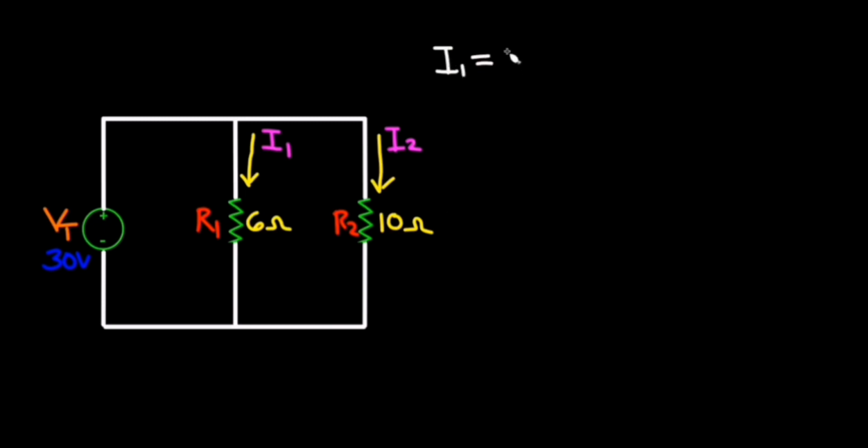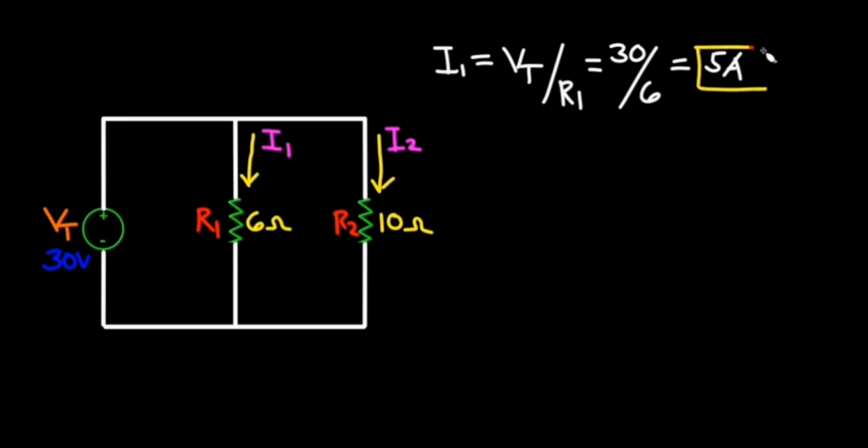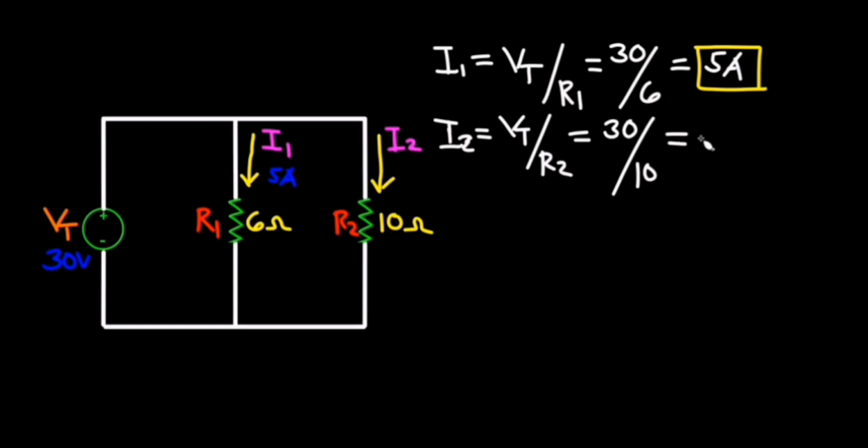I1 will be equal to Vt over R1. So as we use the values, it is equal to 30 divided by 6, which is equal to 5 amperes. I2 is equal to Vt over R2. It is equal to 30 over 10. This will result in 3 amperes.